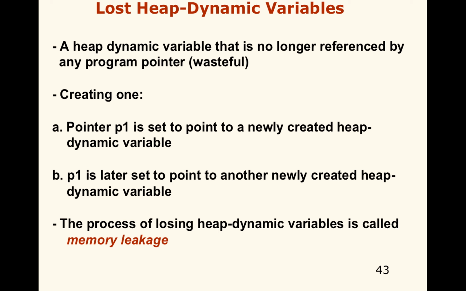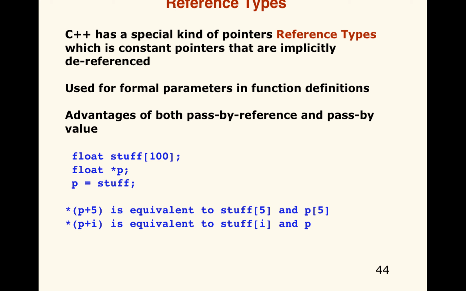To create a lost heap-dynamic variable, or garbage, you have a pointer P1 set to point to a newly created heap-dynamic variable, and then P1 is later set to point to another newly created dynamic variable. Well, the first one that it was pointing to is now a piece of garbage. The process of losing a heap memory variable is called a memory leak. A memory leak happens when you run out of memory because you've allocated and allocated and allocated, and you've not deallocated it, and the compiler thinks it's being used, but nobody's referencing it. It's just garbage.